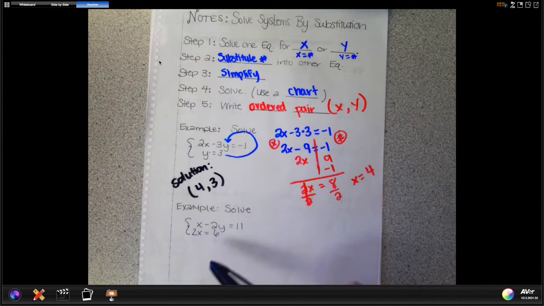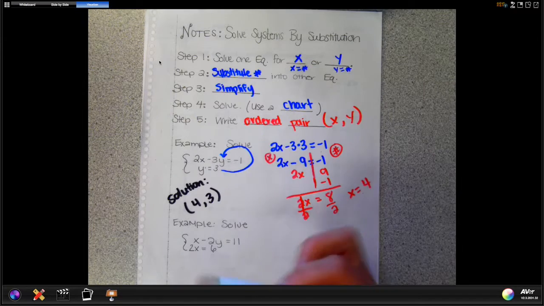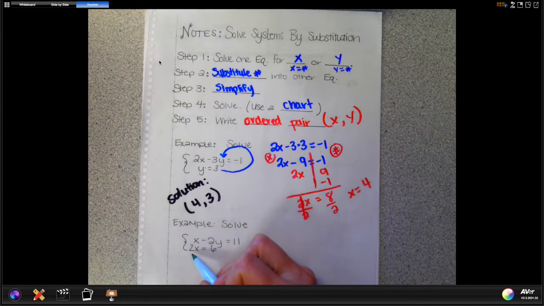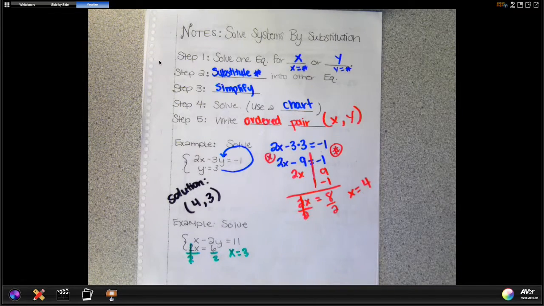So here's the thing. This is different now in that we don't have just y equals 3 or x equals 3. We have to figure out what something is. So our short equation, our quick equation, is 2x equals 6. So we have to figure out what x equals before I can substitute it. So this is a fast one. In order to figure out what x is, 2 times what number equals 6? So we divide by 2, x equals 3.